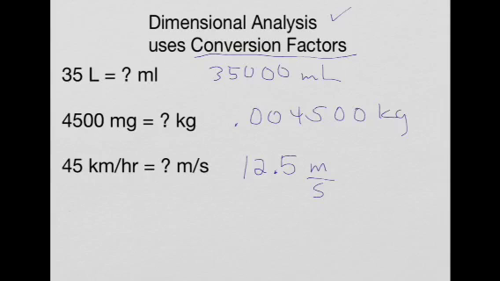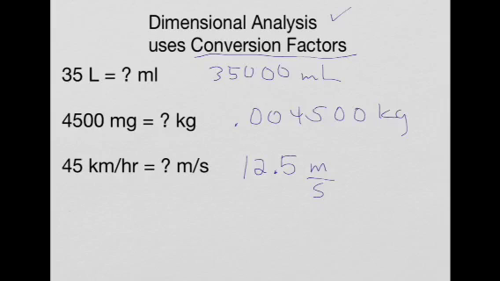Okay, what you see in front of you are the answers to these three. So 35 liters is 35,000 milliliters. 4,500 milligrams is 0.0045 kilograms. And 45 kilometers per hour is 12.5 meters per second. I threw that in there. That's a physics conversion, but I want to show you when you have to do more than one unit at a time.